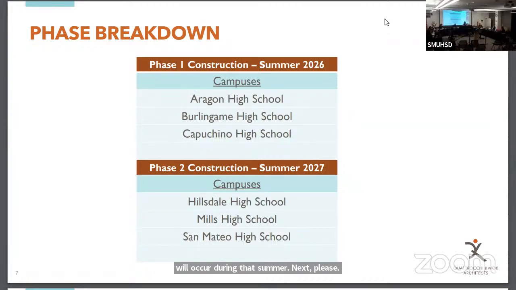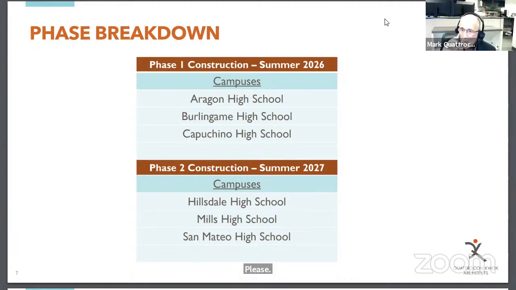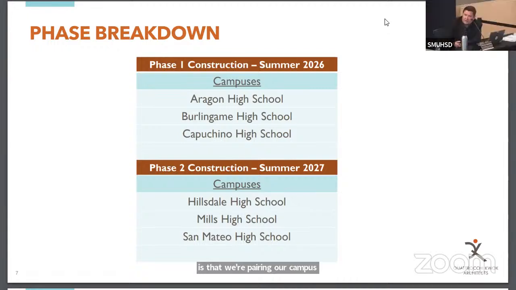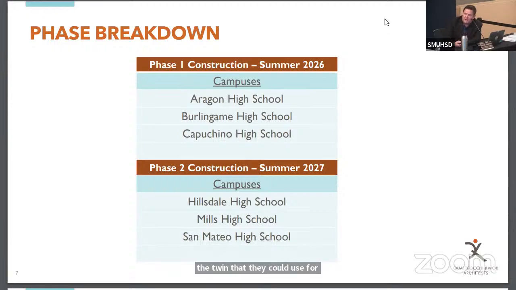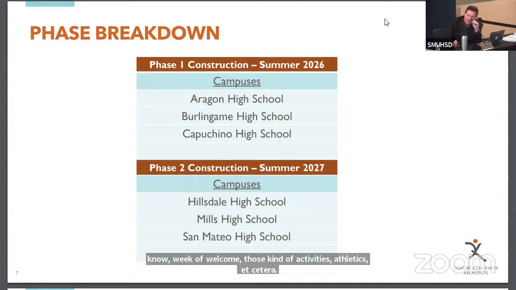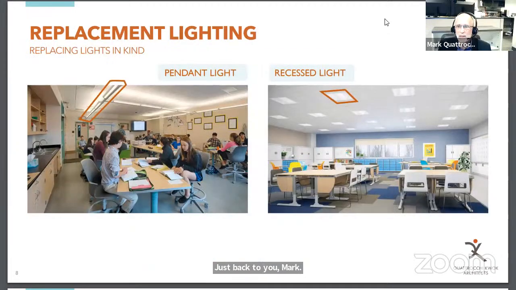Real quick, just to jump in, Mark. One of the reasons we chose the sequence that we did is that we're pairing our campuses: Capuchino with Mills, Burlingame with San Mateo, Aragon with Hillsdale, so that not both of those would be offline during any given summer, and both could act as the support, as the twin that they could use for induction or week of welcome, those kind of activities, athletics, et cetera, during that. But sorry, just back to you, Mark. Thank you. I appreciate the clarification.